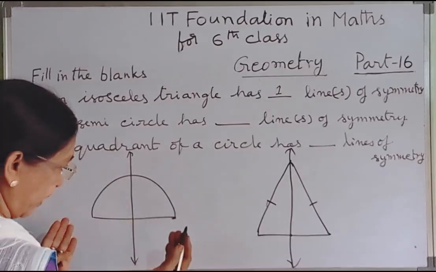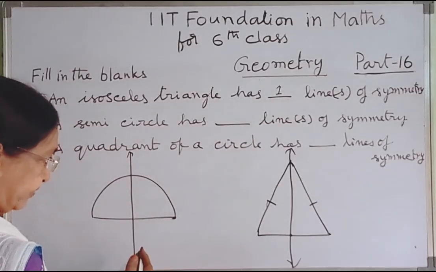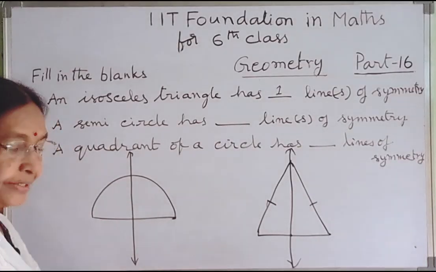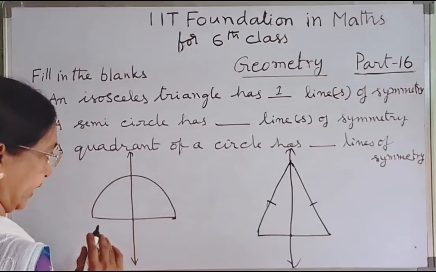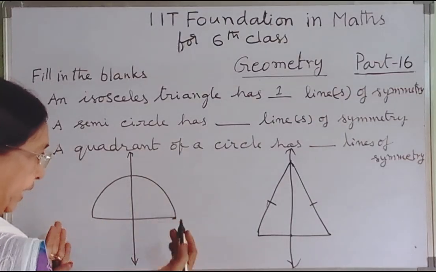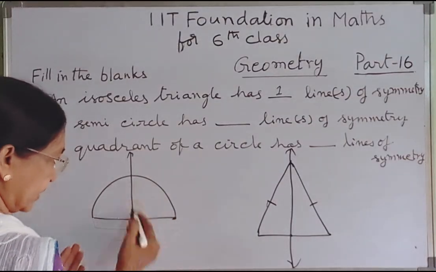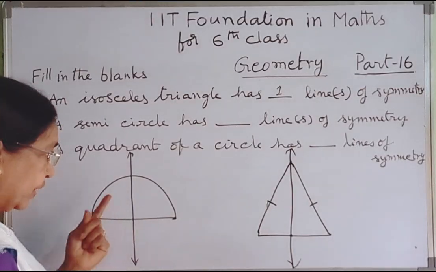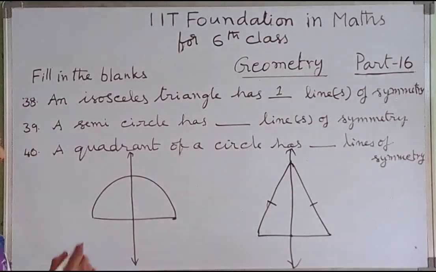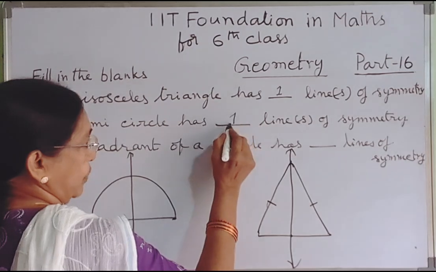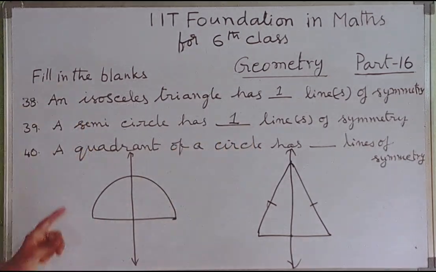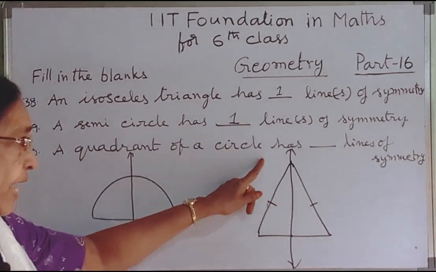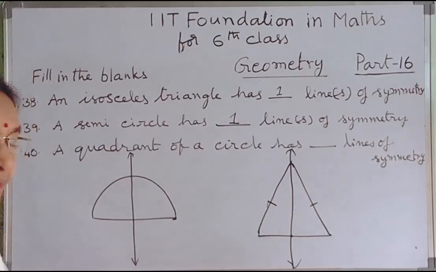Both the parts divided by the line of symmetry must be identical. So these two are identical. When we fold this paper or plane along this line, they will overlap on each other. So only one line of symmetry for a semicircle. So the answer is 1.